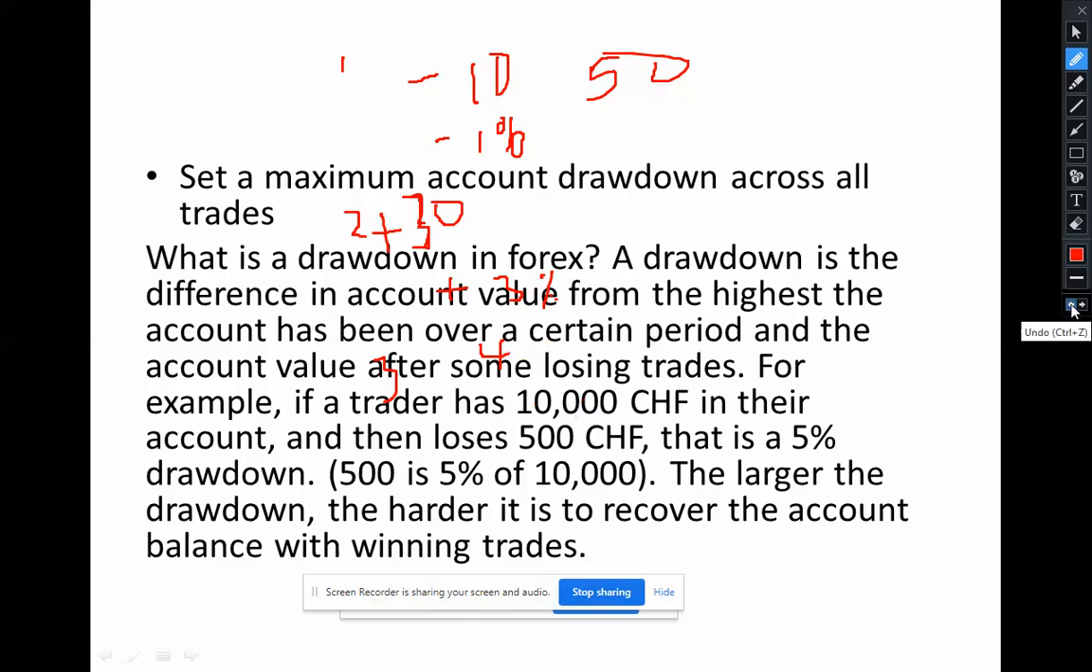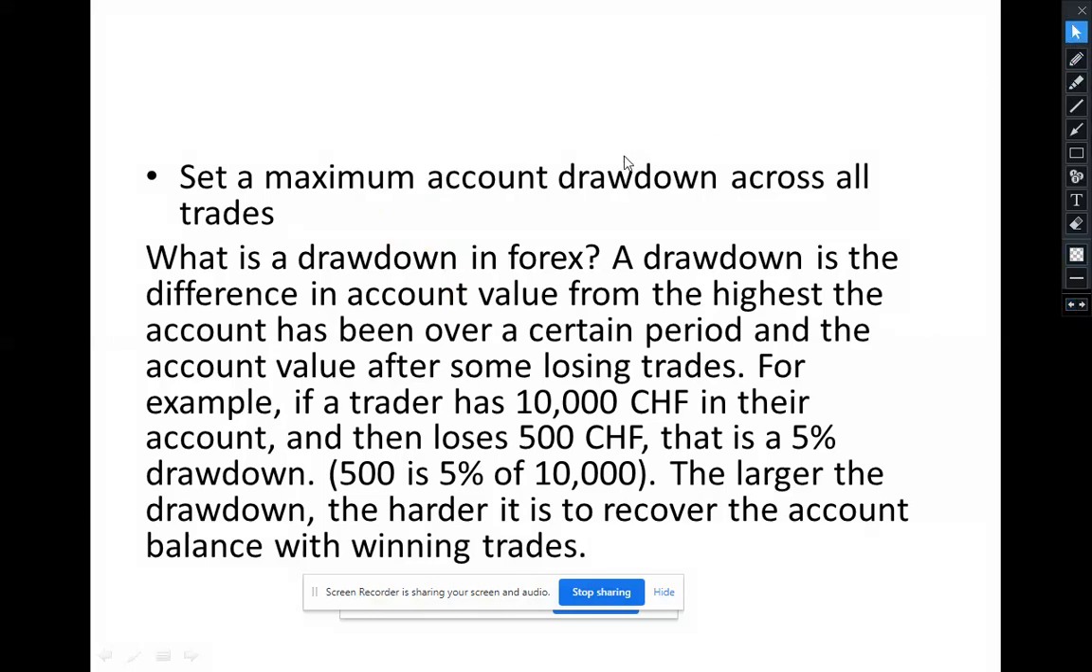You can make your own drawdown limit so that at the end of the week you know the amount of money you have already lost. You can practice that on a demo account if you are a beginner.